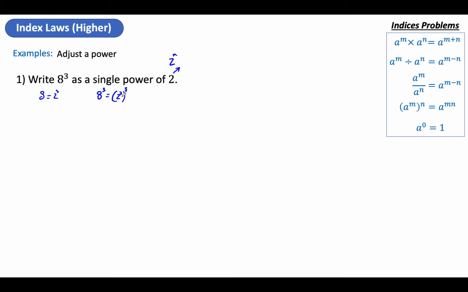Because it's 8 cubed, so it's this, cubed. And of course, just like the starter, we know what we do with our powers here. If it's a power raised to another power, you multiply them. 3 times 3 is 9, so it's 2 to the power of 9. Right, so the sneaky bit here is that you just write this base number as the new base number, but with the power.